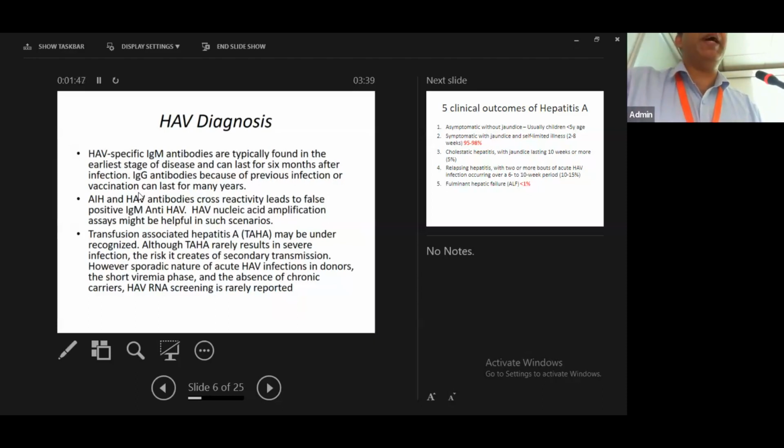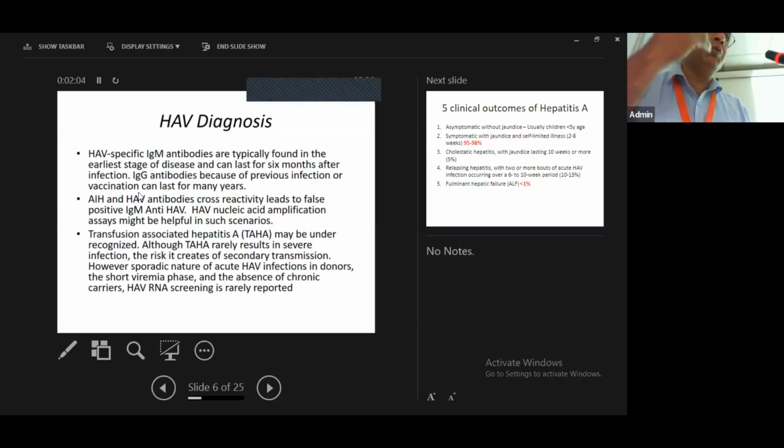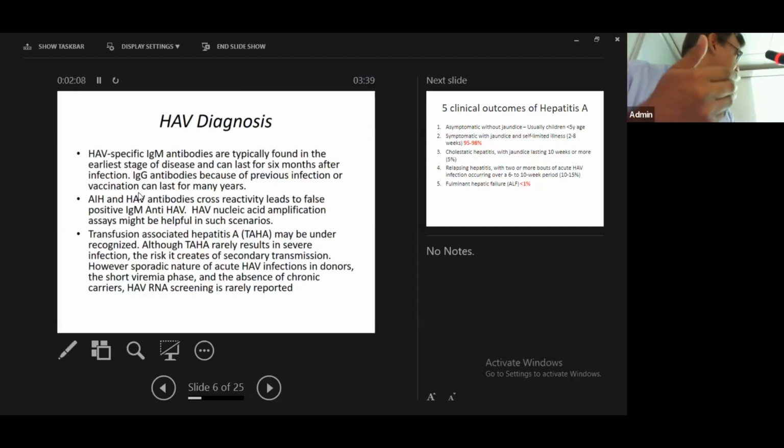Then there are certain fallacies in IgM, because when we get an IgM anti-HAV report positive, we say that it is acute viral hepatitis A. We do not think about something else, but we need to, like in a scenario of autoimmune hepatitis, where there can be cross-reactivity. So a child or a patient suffering from autoimmune hepatitis may give a false positive IgM anti-HAV.